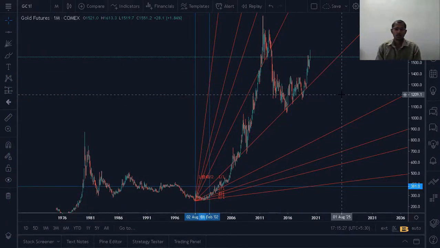Now we are about to see the gold analysis. Gold analysis is being performed using Gann's method. So the traditional way of analyzing is being carried out over here, irrespective of any other methods being used.